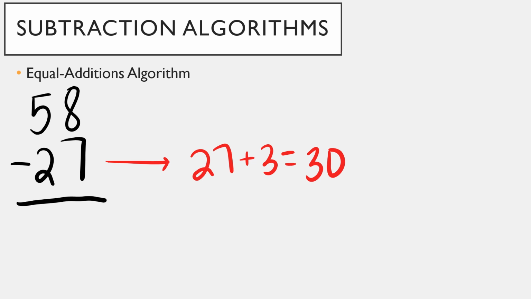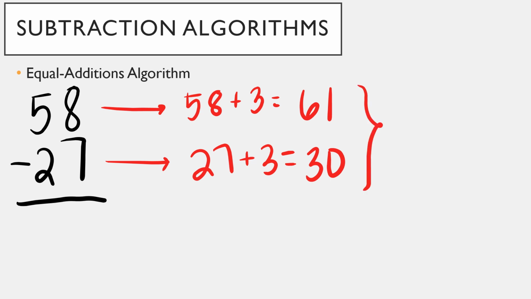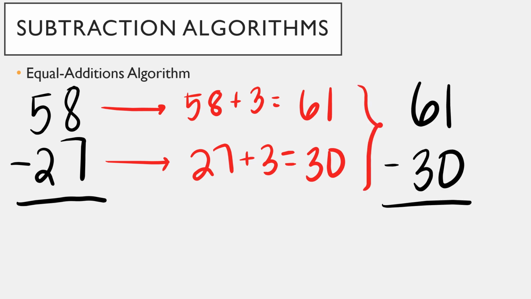add 3 to it, and that's going to make it 30. Whatever we do to the subtrahend, we need to do to the minuend. So we're going to add 3 to it as well. All right, so that makes it 61. Now we can subtract those. 61 minus 30, that's much easier to subtract. 1 minus 0 is 0. 6 minus 3 is 3. All right, so that's 31.